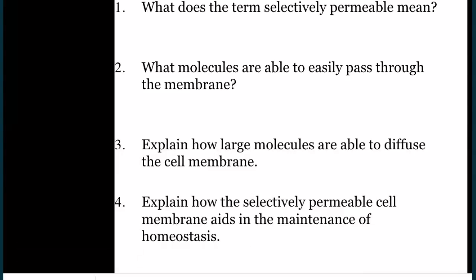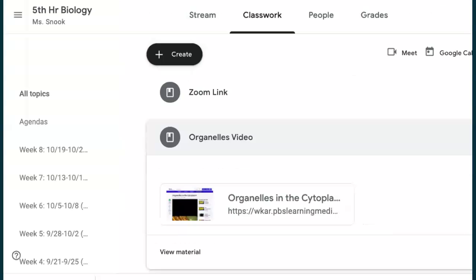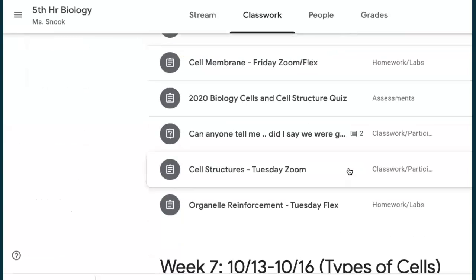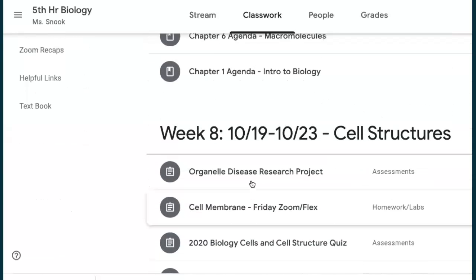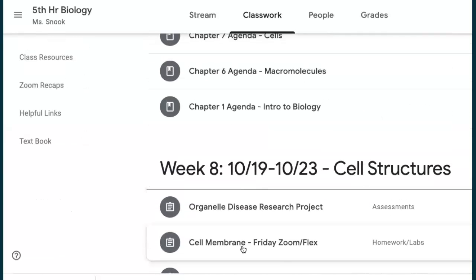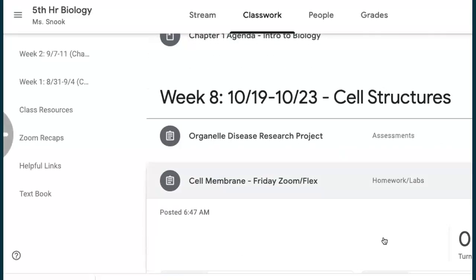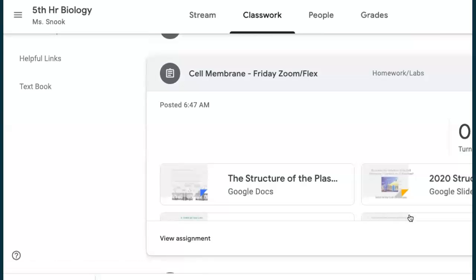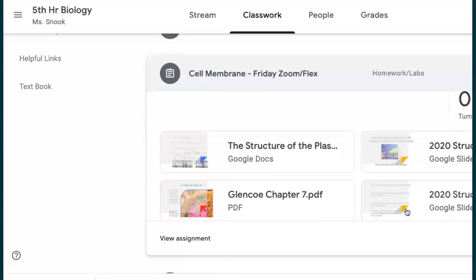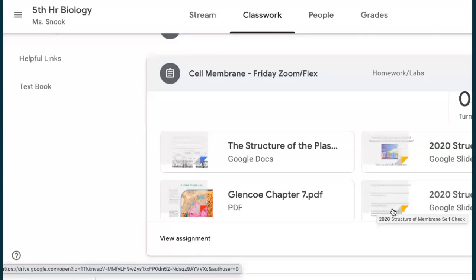linked with today. It says Friday Flex and Zoom both. Week 8, cell membranes, Friday, Zoom and Flex. Okay, thank you. And I believe it's the second one on the right, at least on my view. I don't know. It's under the slide set from today. You'll have the 2020 structures, and it's white with just 4 questions.